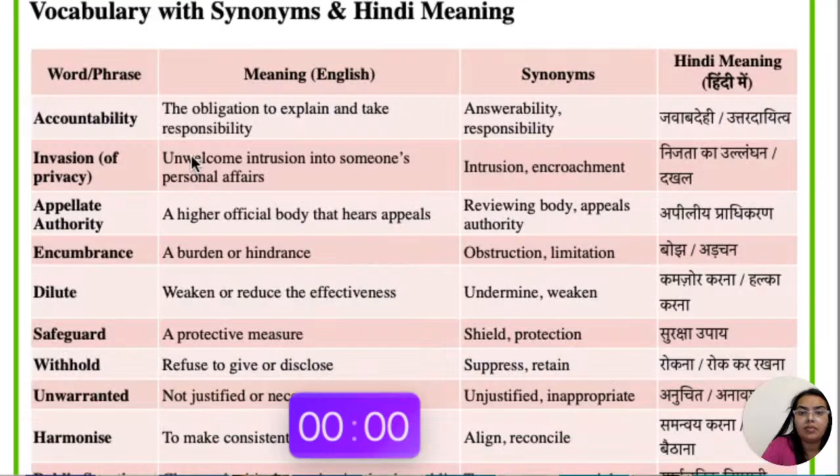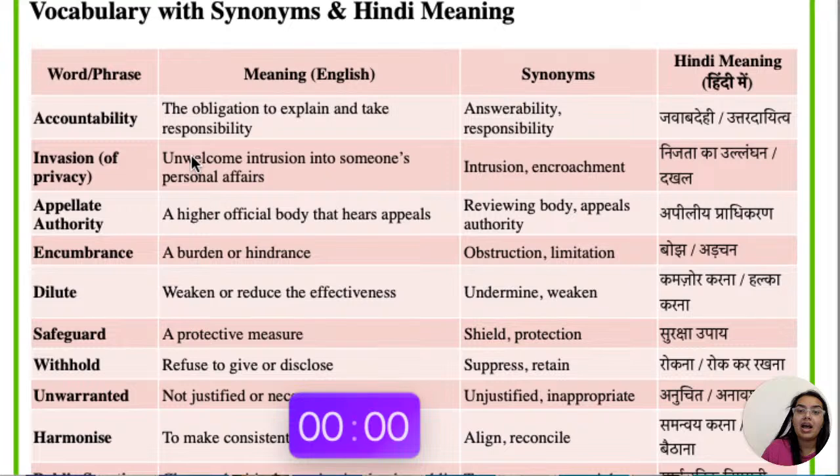Appellate authority, आपने appellate court पढ़ा होगा है ना civics में. So a higher official body that hears appeals, that kind of reviewing body where appeals could be made to authority, उसे appellate authority बोलते हैं. Encumbrance, ends words are always a noun. It is a burden, a hindrance, some kind of obstruction, बोझा किसी तरीके का, or some kind of things that are limiting you. To dilute something is to weaken or reduce the effectiveness. Strong कोई चीज है अगर तो उसकी strength को lower down करना, undermine, weak करना is to dilute.